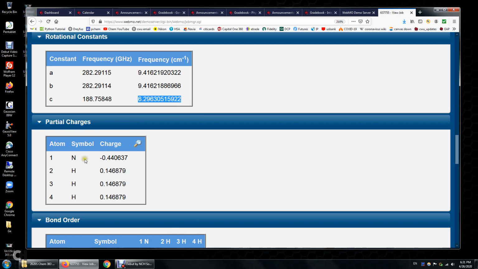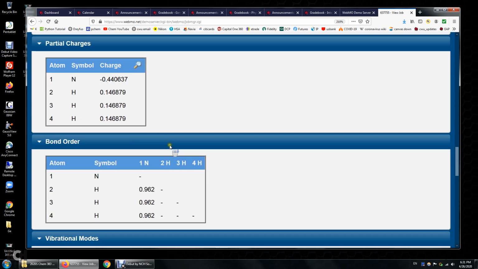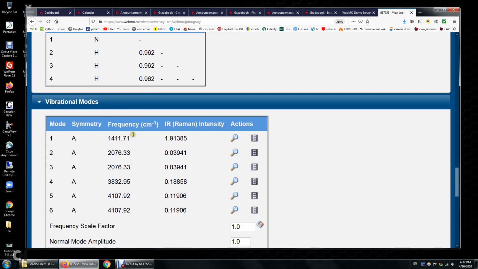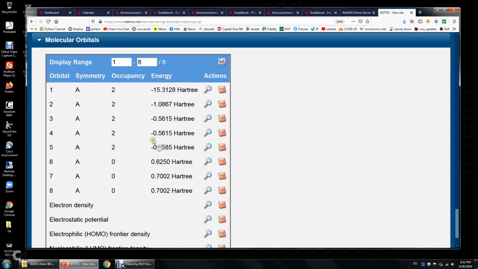And then we have partial charges with partial negative charge on nitrogen and partial positive charges on hydrogen. This makes sense. We have bond order predicted here. Usually it's not exactly one, two, those integer numbers. And then we have vibrational frequencies in wave numbers. The first three are the stretching of NH bond. These two are the bending motion that changes the bond angle. I think the last one is the change of the dihedral angle. And you have infrared intensity here. We didn't calculate Raman, right? And then we have more information about molecular orbitals.